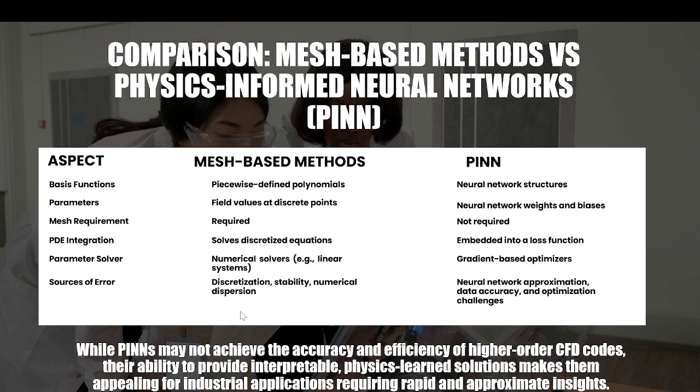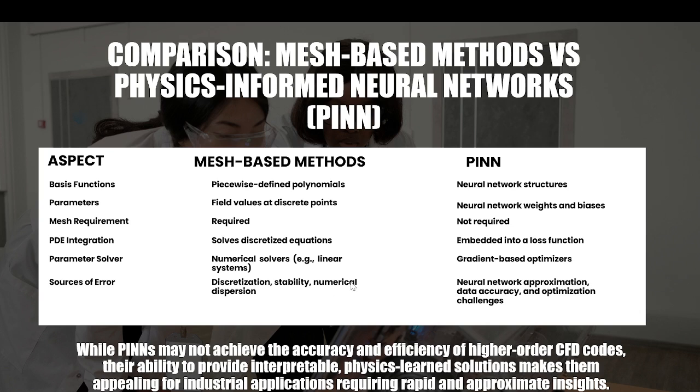If we compare the sources of error, here there are discretization error, stability error, and sometimes numerical dispersion, which is because of the polynomial assumptions that we are taking between the two cells. So numerical dispersion is another source of error. But in the case of PINNs, the errors are generally due to the neural network, the data accuracy, and the optimization challenges. So these are some comparisons between the mesh-based method and the PINNs method.